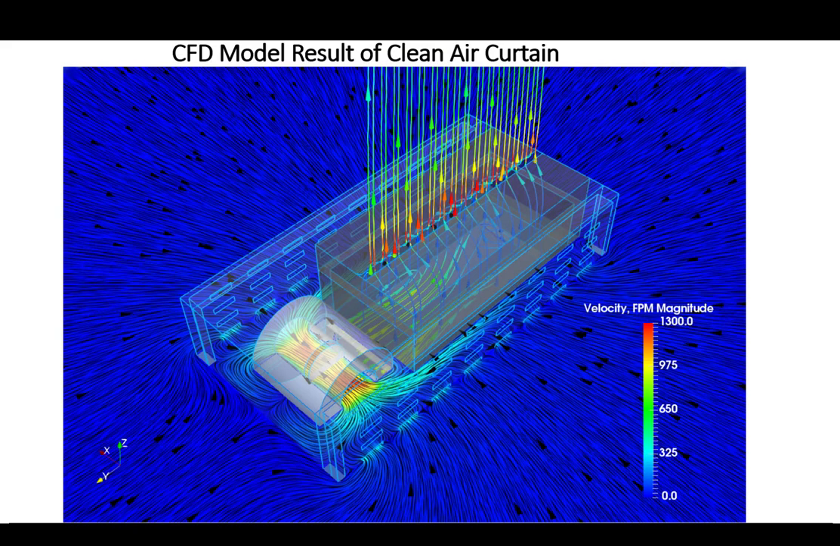This is a CFD output image illustrating the interior flow dynamics of the clean air curtain. For those of you who don't know what CFD stands for, it is computational fluid dynamics and is a mechanism used in the aerospace and automotive markets to model the behavior of fluid flow phenomena. In this case, it allows for the visualization of air as it passes through the unit.